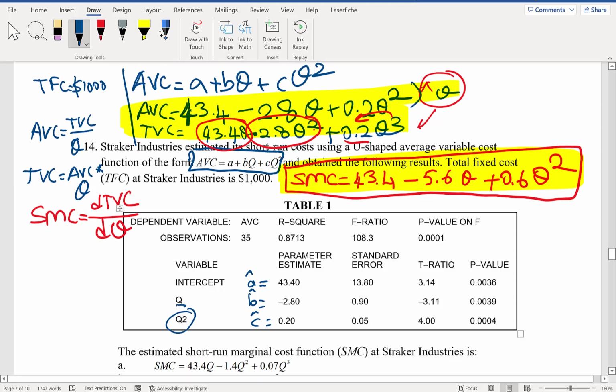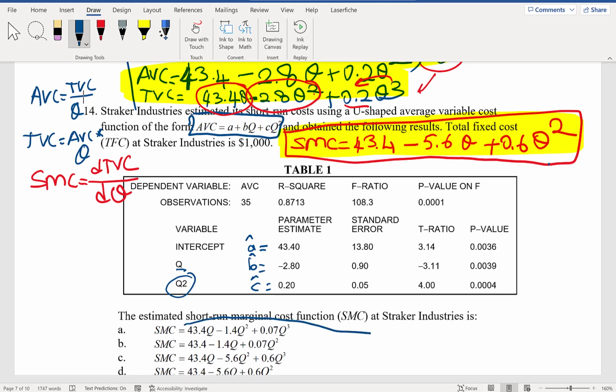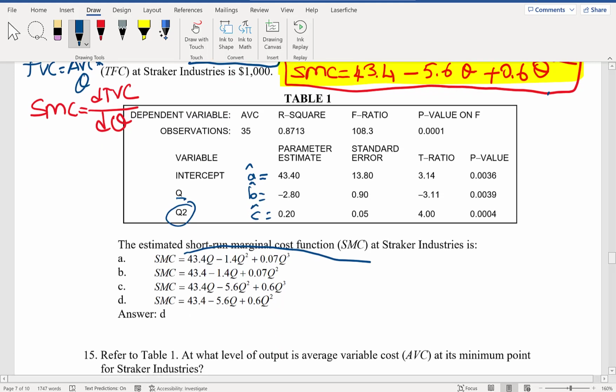So what's the question? The first question was, what's the estimated short-run marginal cost function? We already derived it, starting with 43.4. So it can't be this or this, either B or D. Minus 5.6 Q, this one. D is the correct answer.